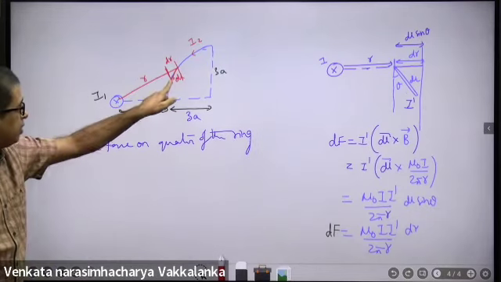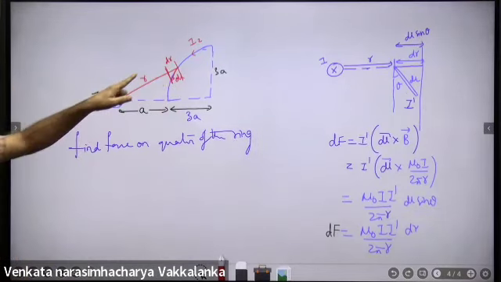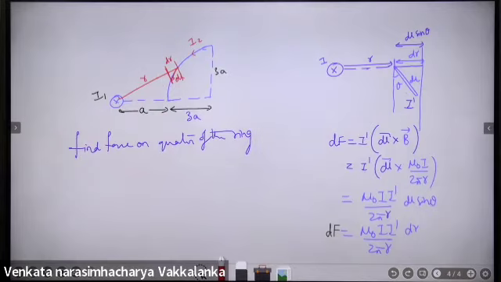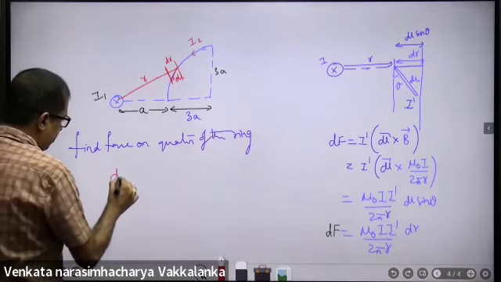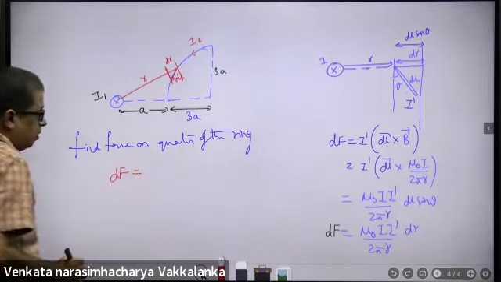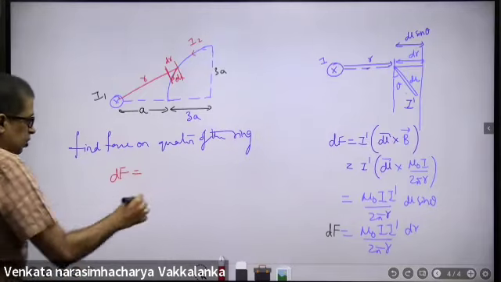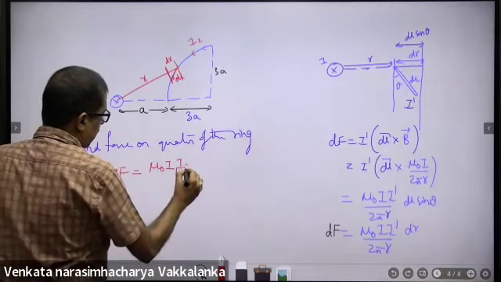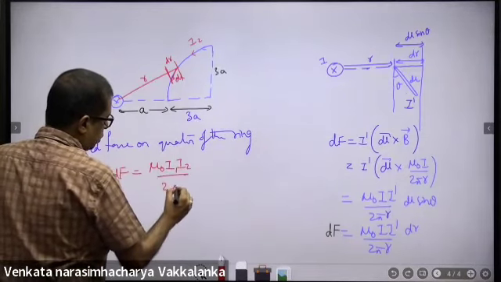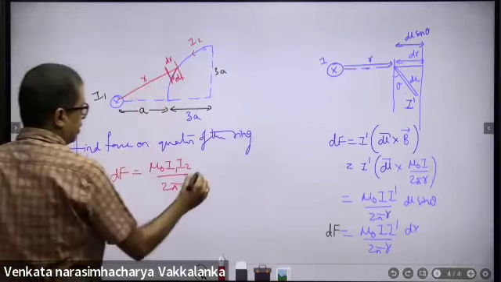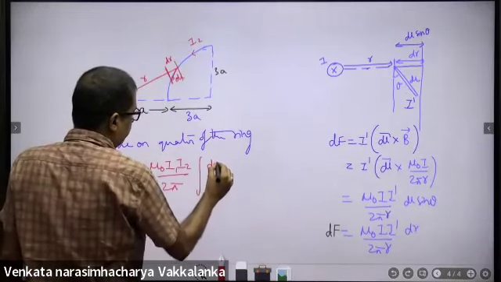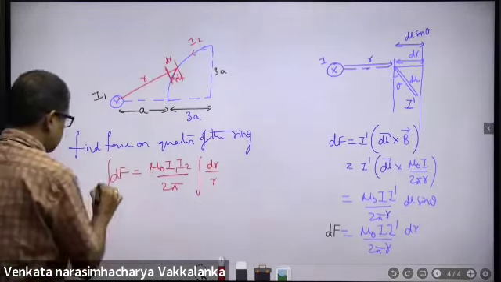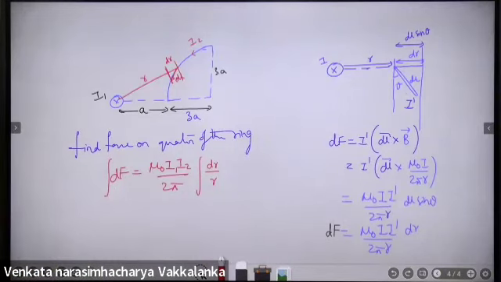Yes. This small length is DL. DR will be along R. Do you agree with that? Yes, sir. What is the value of DF? I'm using it from there. Mu naught I1 I2 by 2 pi integral of dr upon r. I'm using that particular expression.